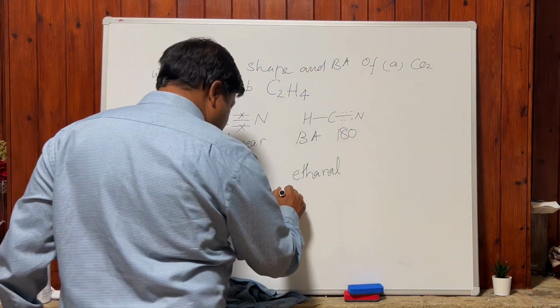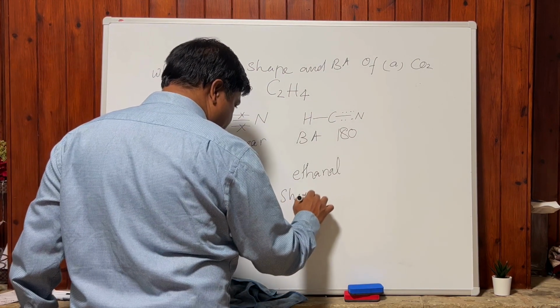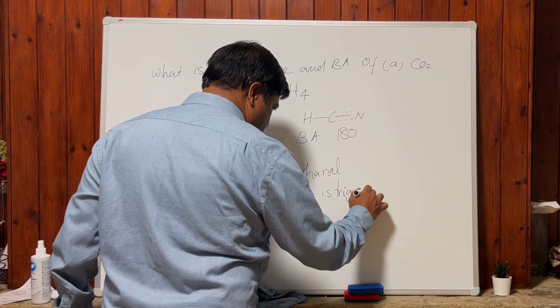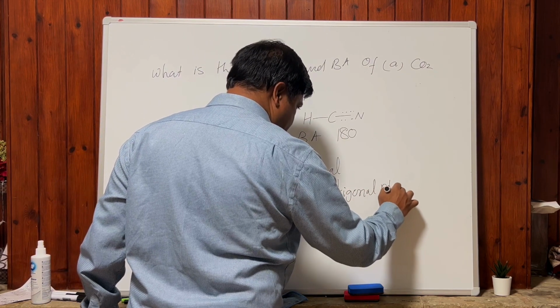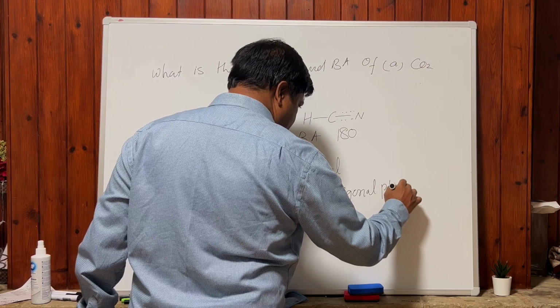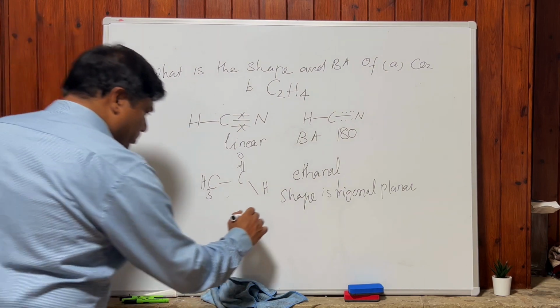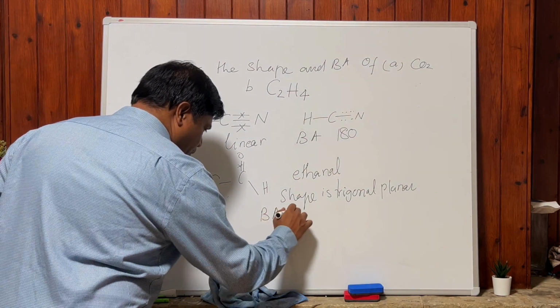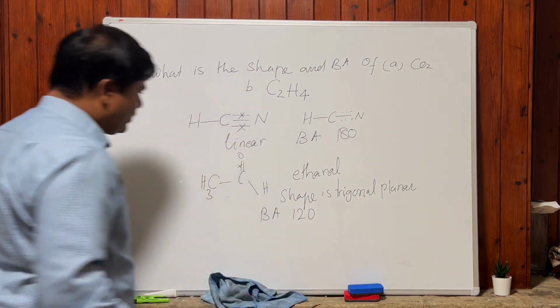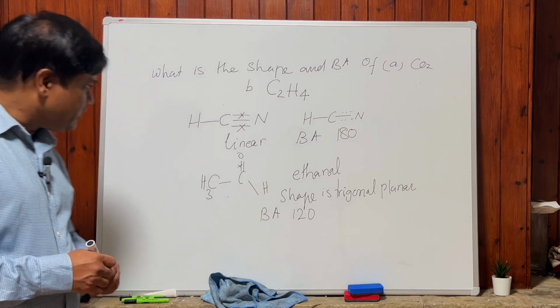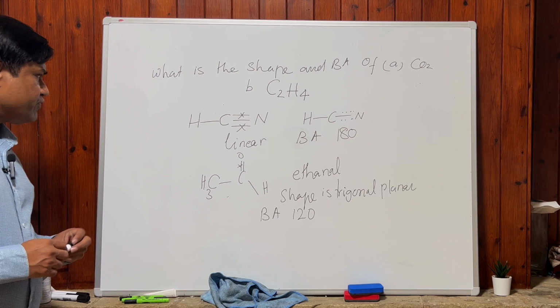So what's the shape? Shape is trigonal planar. And bond angle 120. Look at that. So double bonded compounds we have seen and triple bonded compounds we have seen.